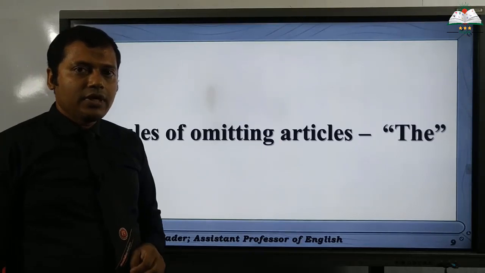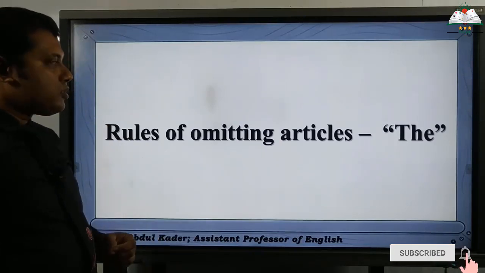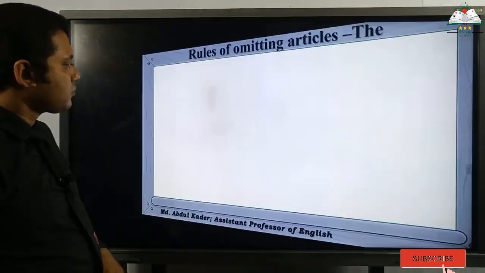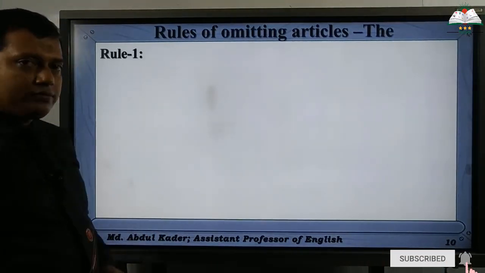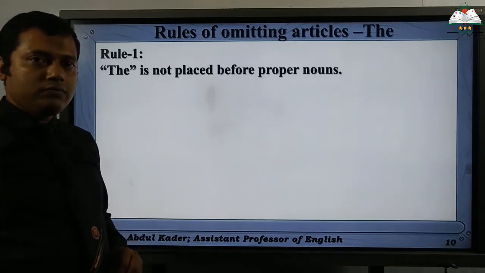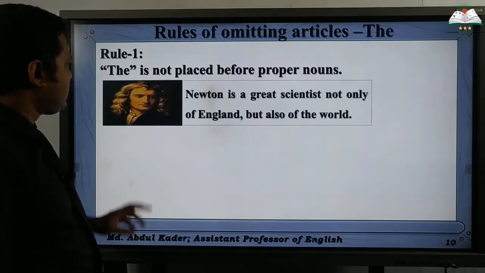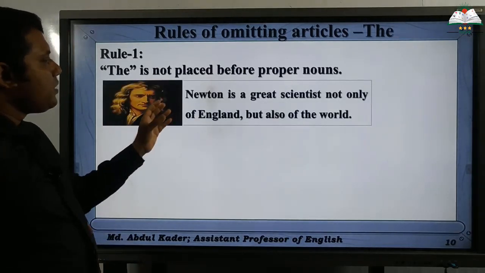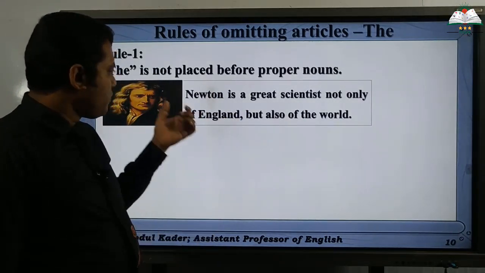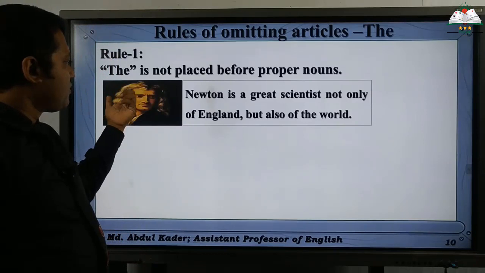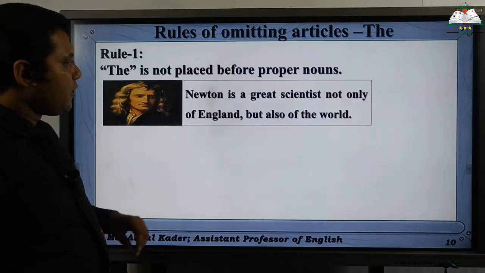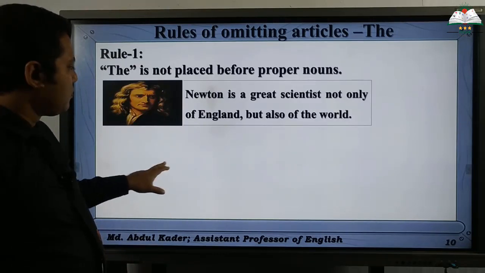Now, dear student, let me show you some rules of omitting article the. Rule number 1. The is not placed before a proper noun. See here, Newton is a proper noun. Newton is a great scientist, not only of England, but also of the world. So Newton, specific Newton. Newton means this person. So it's a proper noun. You can't use any article, especially the, before a proper noun.